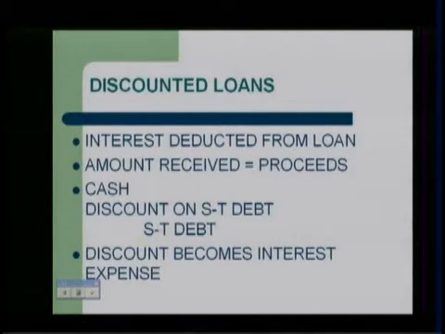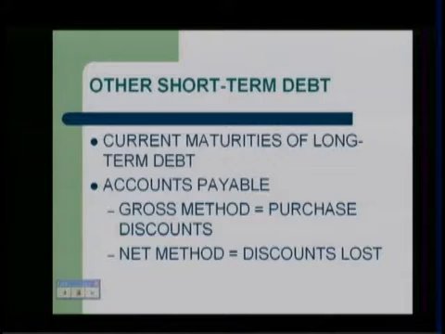Some other types of short-term debt that you will see: current maturities on long-term debt. For example, if you buy a car, you often make payments for more than 1 year. Well, 1 year would be current liabilities because you will be paying those within the next year. The rest of those payments would be long-term debt because you're going to be paying them more than a year from now. So that's another type of short-term debt that will appear on your balance sheet.